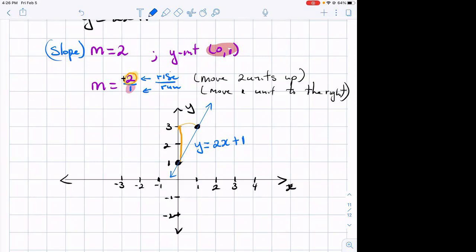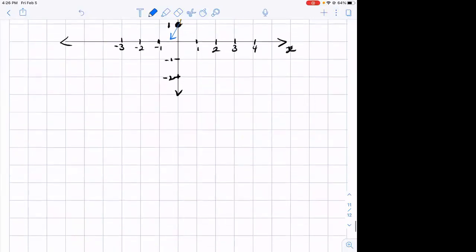So this is a much faster technique, right? We don't have to make a table, we don't have to plug in values, we just have to identify the slope and the y-intercept. Yeah? A much faster technique. So let's look at another example.